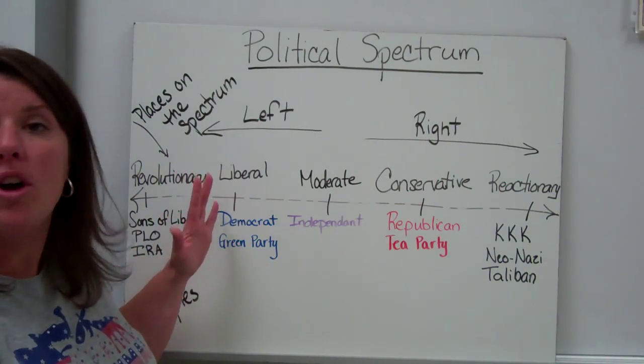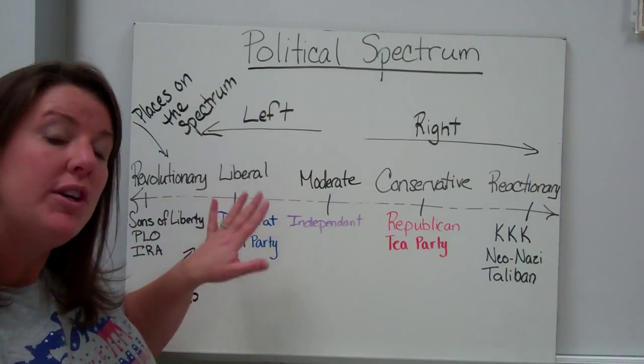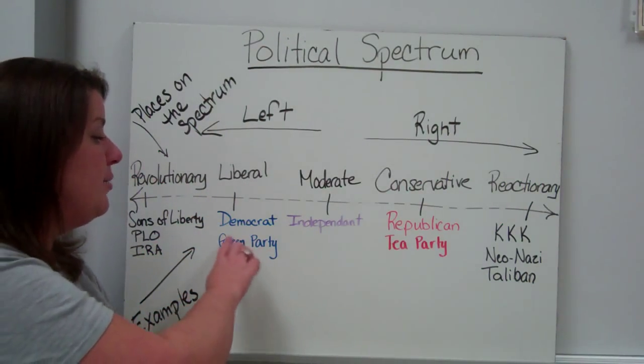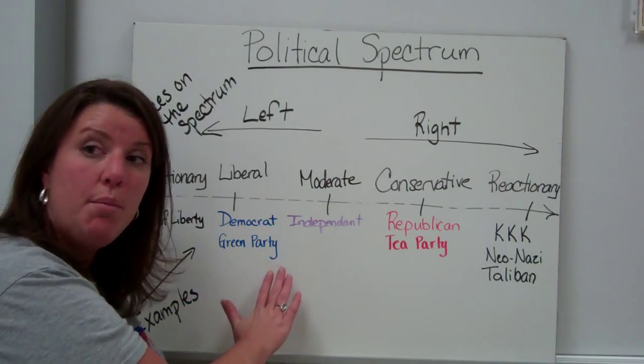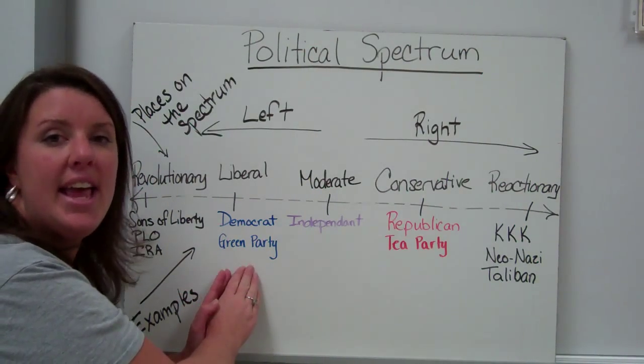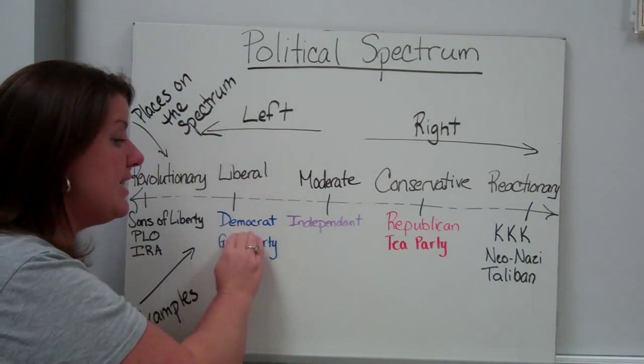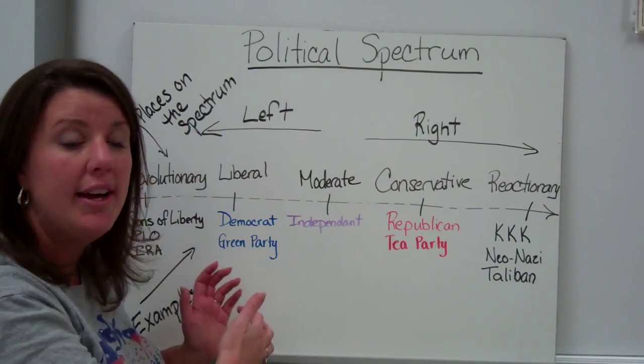As we progress along the political spectrum, you see that we're moving on to liberal. Now, the examples that we have for liberal are going to be a Democrat or a Green Party. So you can see that if you're a Democrat, then you're going to be a liberal. But just because you're a liberal, it doesn't necessarily make you a Democrat.